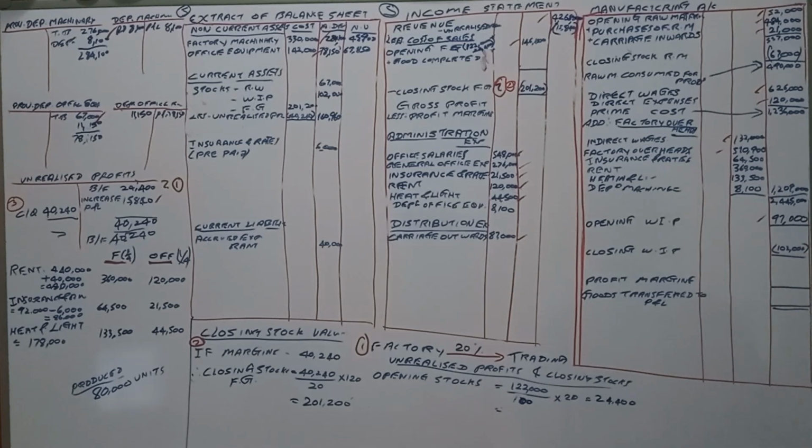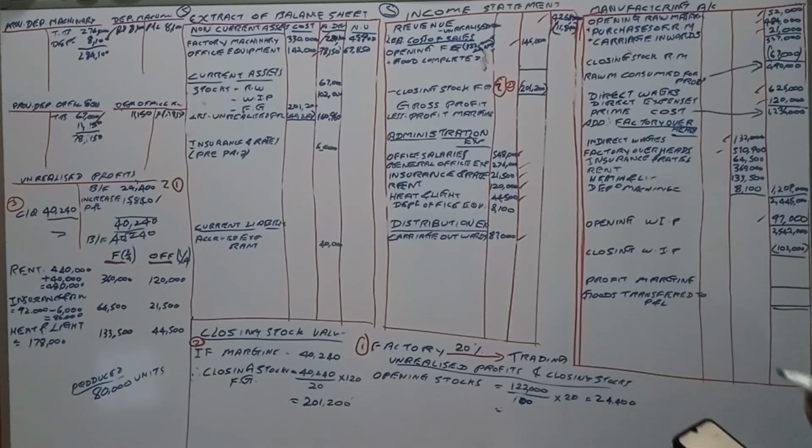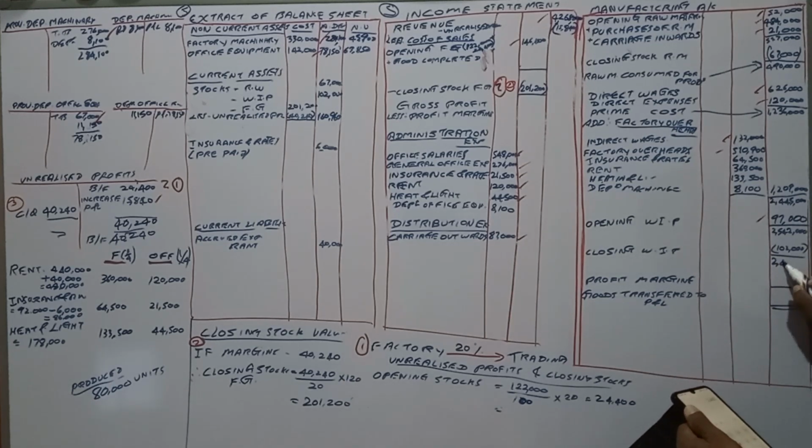Then we arrive at 2,445,000. With that, you have to add 97,000, which is 2,542,000. Out of that, you have to deduct 102,000, which is 2,440,000. You have to add the profit margin.